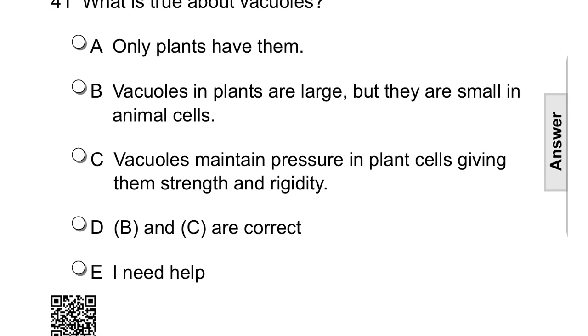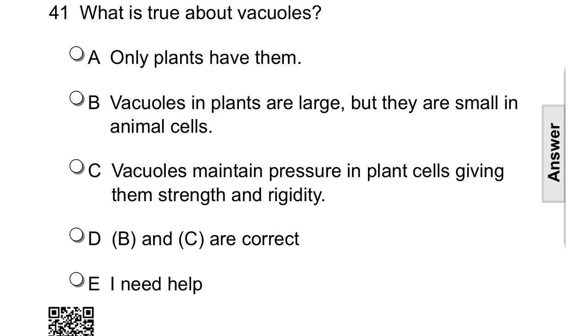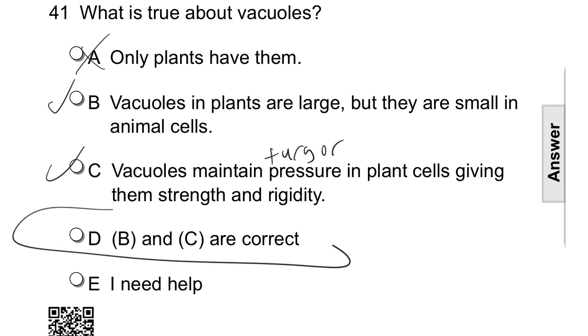What is true about vacuoles? Only plants have them? No, we have vacuoles too. Not as big. Protists have them too. Yeah, that's true. Letter B is true. Well, so is letter C. The water vacuole, the central vacuole, maintains pressure, turgor pressure, so that the plant cell is stiff, like a skeleton almost. So B and C are correct.